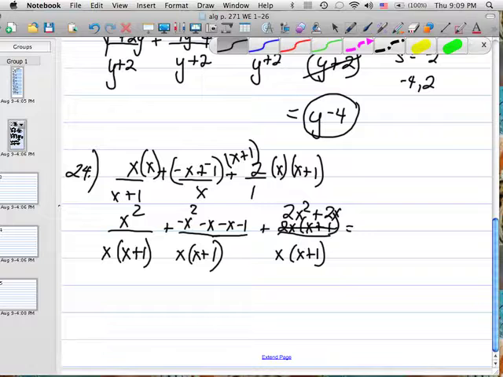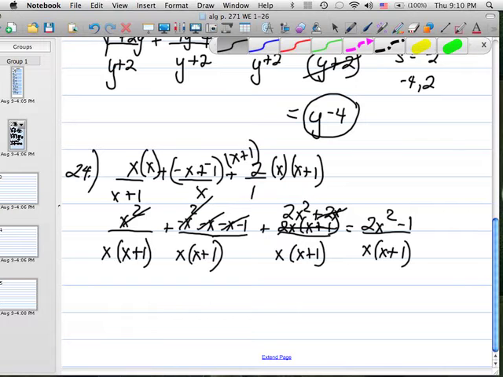Okay, collecting like terms, we have x squared and a negative x squared, so those cancel out, leaving us 2x squared. We have a negative x and a negative x and a positive 2x, so those will cancel out. And then we have minus 1 left on top. Now on the bottom we have x times x plus 1. And this cannot be factored, so that's our answer.